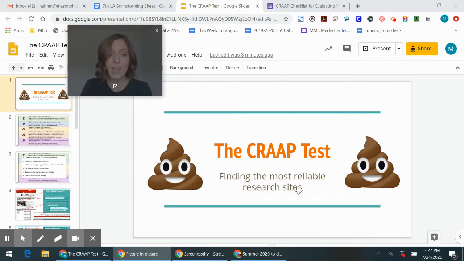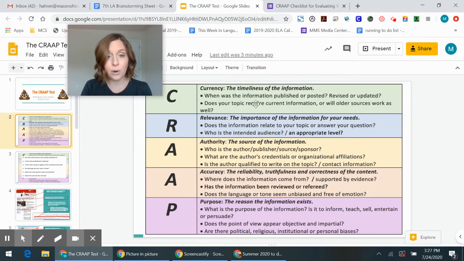So CRAAP is an acronym and it stands for currency, relevance, authority, accuracy, and purpose. So currency is timeliness. So when I'm looking up information, I need to ask myself, when was it posted? Is it posted 20 years ago? Is it something that was posted 20 years ago, but it's been revised and updated since then? Does your topic require current information?